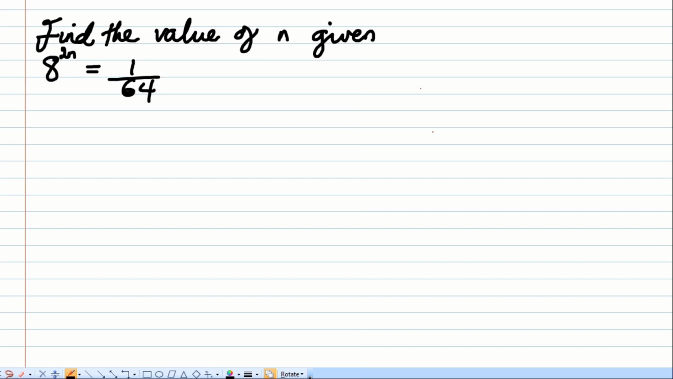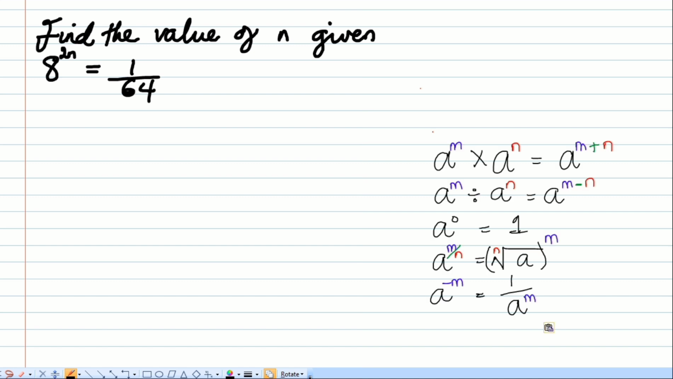Alright, today we're going to solve various questions on indices, but before we begin to solve the questions, I would like to go through the general laws in indices, just in case this is the first time you're coming across this topic. So I think it will be very important you know the laws first before we begin to solve a little bit more complex questions.